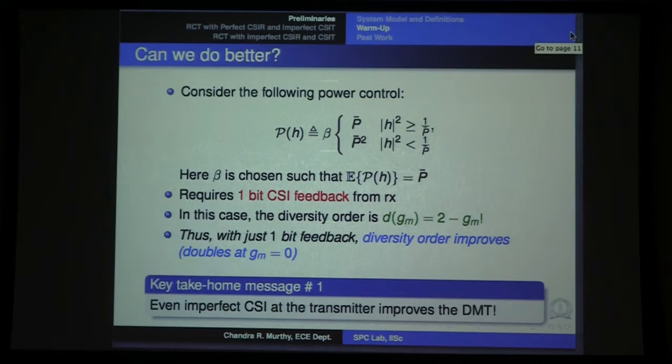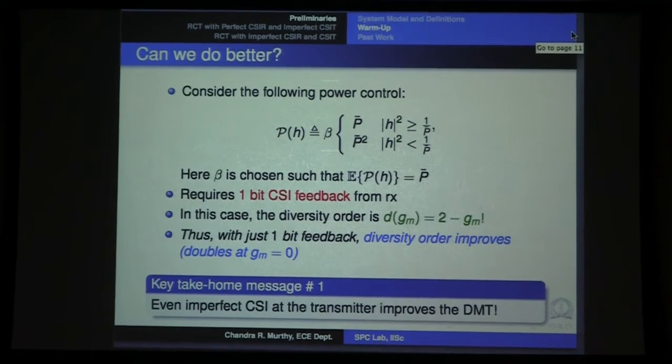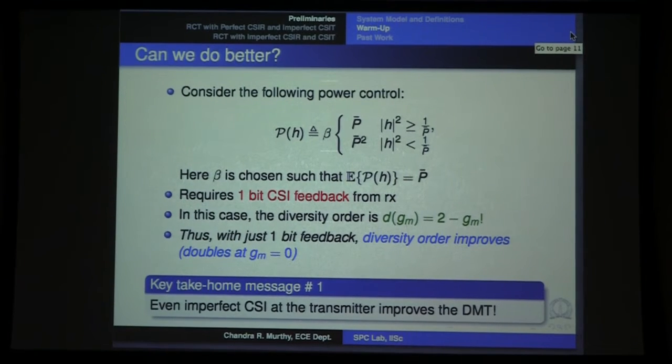Now the question is, can you do better than this? So to answer that, let's consider this power control here, which is something I've essentially pulled out of a hat, but you will see later that there is a reason why it works. Basically, we'll look at the channel gain, and if that is larger than 1 over P bar, we will use power P bar to transmit. And if it's smaller than 1 over P bar, instead of using P bar, let's use P bar squared to transmit. So we try to use more power when the channel is in a bad state, and just P bar power when the channel is in a good state, where good and bad is defined by whether the channel gain squared exceeds or is smaller than 1 over P bar.